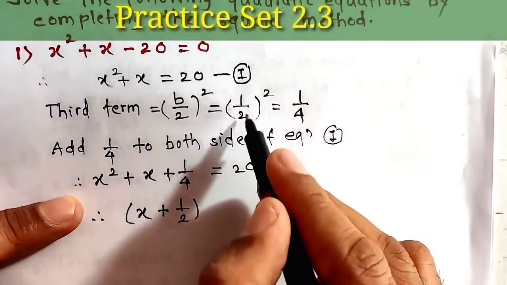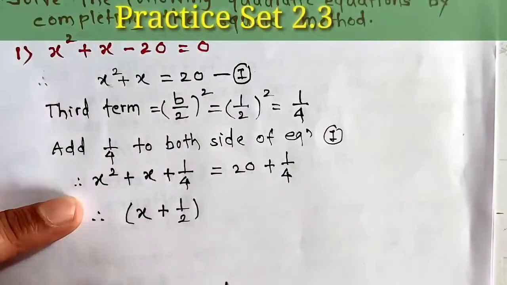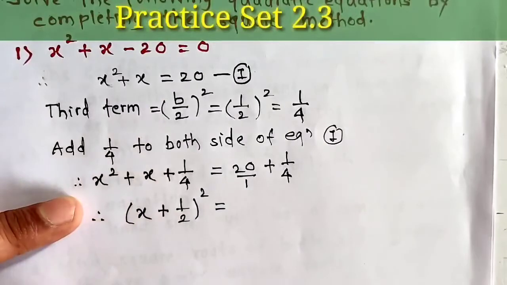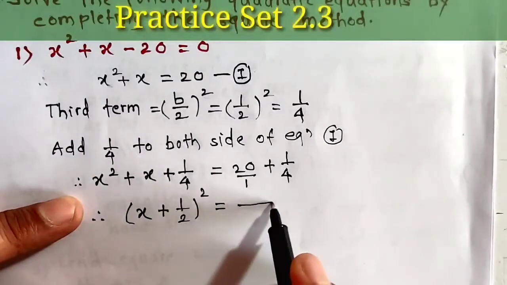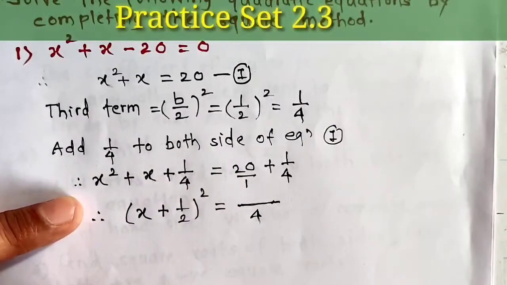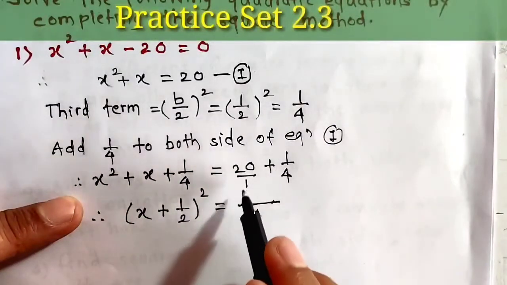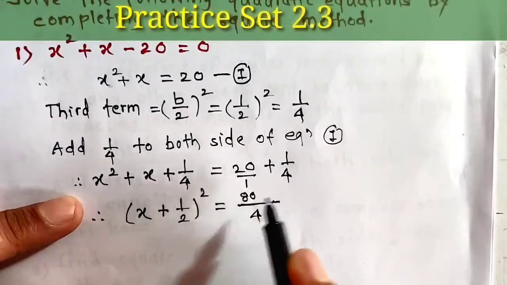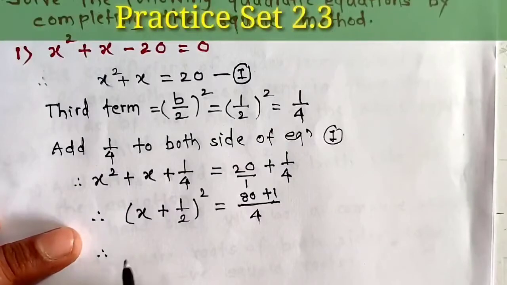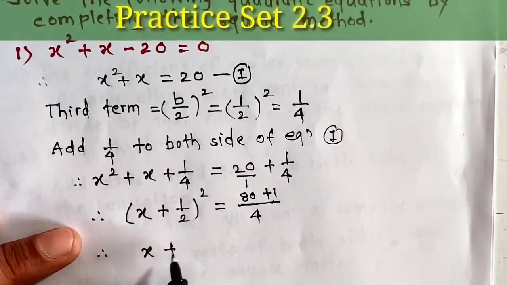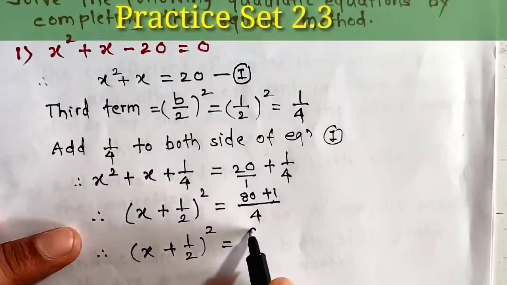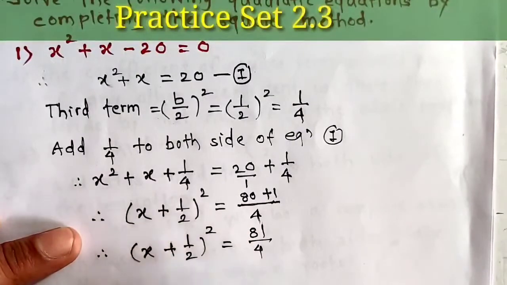The square root of the third term is already here. It is the square of this one. Bracket square is equal to... how to add this one? Here the denominator is 4. Common LCM, so here we multiply by 4. 4 into 20 is 80, plus 1. So we get the next step: x plus 1 upon 2 bracket square is equal to 81 upon 4.